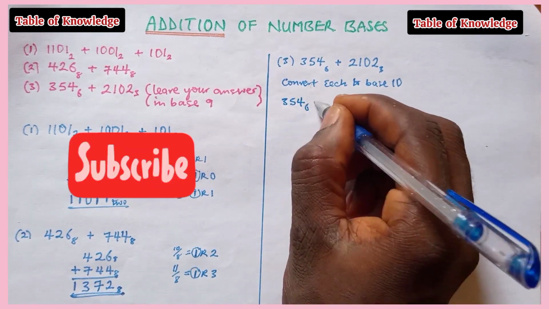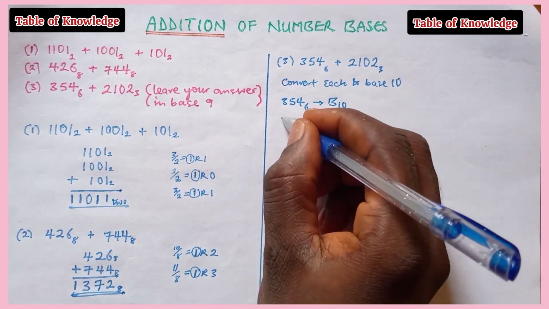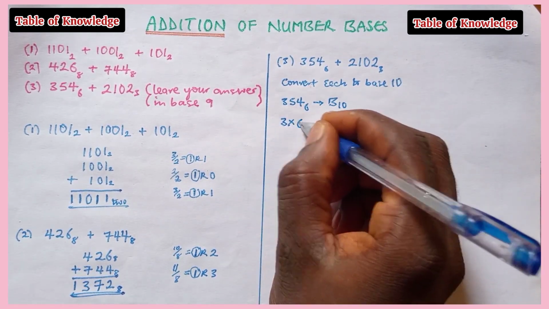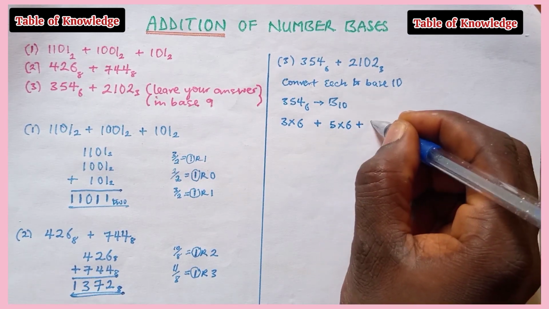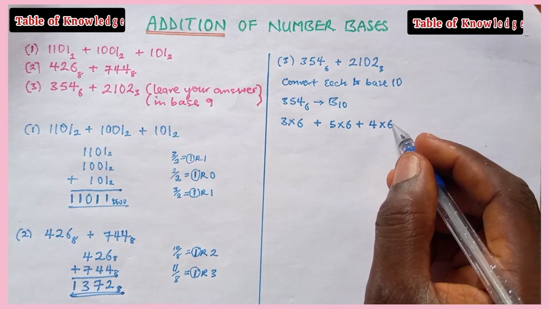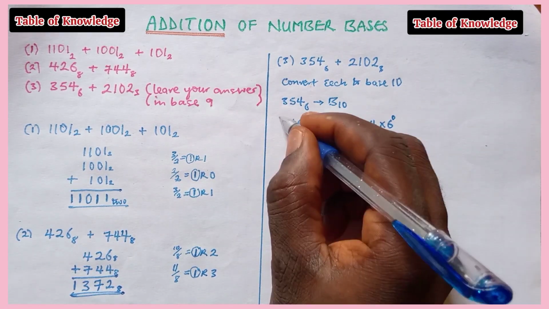So let's start with the base 6 number, 354 base 6, to be converted to base 10. So we have 3 times 6, which is the base, plus 5 times 6, plus 4 times 6. Starting from this end, we raise this to power 0, power 1, and power 2.